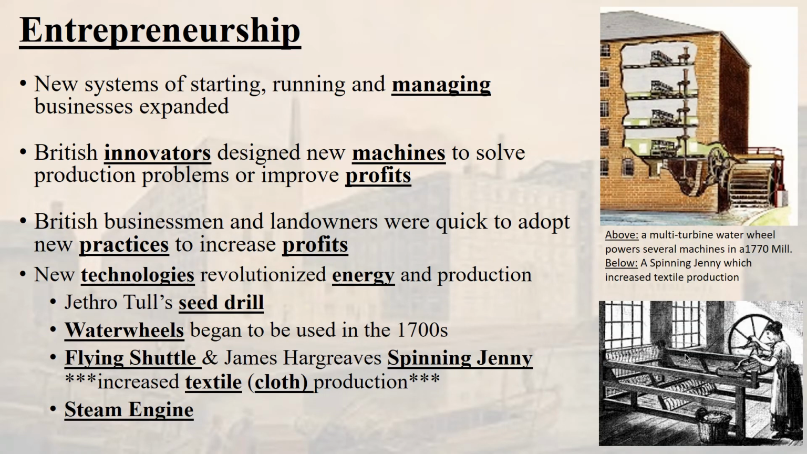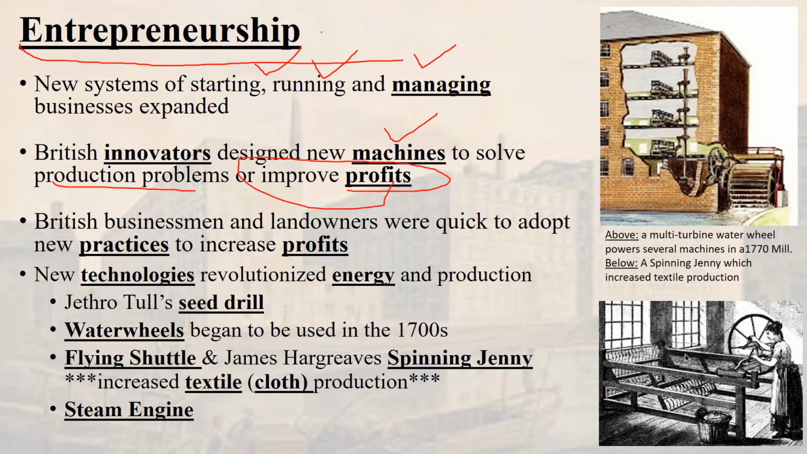And our last factor of production that Great Britain had advantages in is this concept of entrepreneurship. New systems of starting, running, and managing businesses. These British innovators, these British businessmen designed new machines to solve production problems or to improve their profits. So these British businessmen, these landowners, when they hear of a new invention, when they read of a new invention, they are very quick to adopt it. They're like, yeah, that sounds great. Let's get right on top of that.